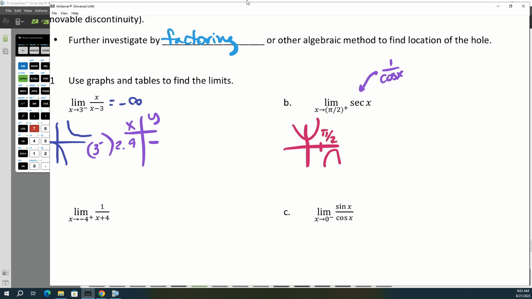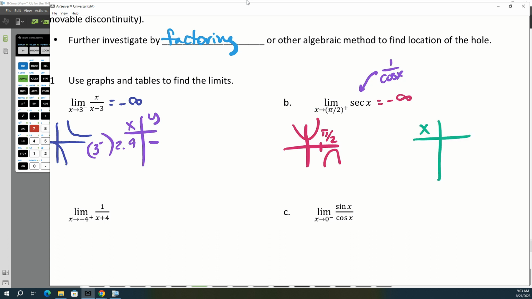That's not beautiful, but it's okay. As we approach pi over 2 from the right side, the graph is falling, falling, falling. So that's negative infinity. What's the other side? Well, if it asks for the other side, then that would be positive infinity. If we're going from the left side, it's going up, up, up, so it would be positive infinity.